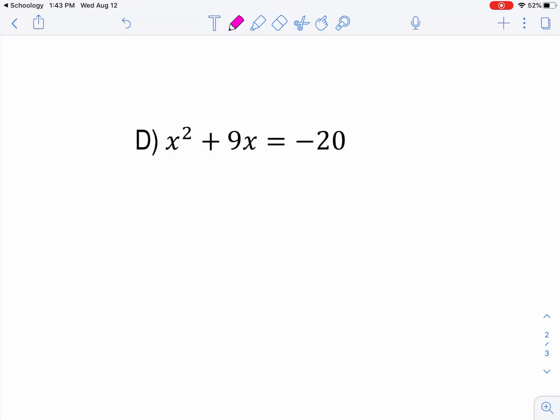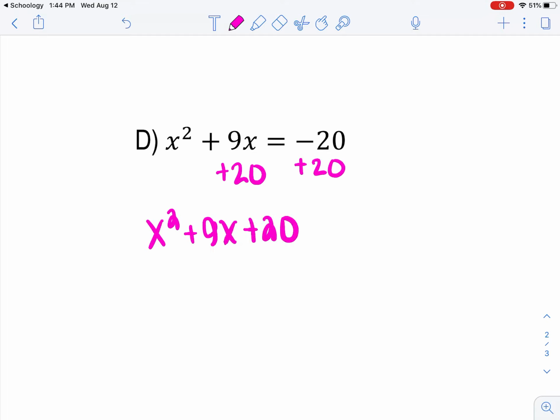All right, there's an x squared. Can I solve by square rooting? No, because there's an x also. So if you cannot solve by square rooting, you want to try to solve by factoring. In order to solve by factoring, it has to be equal to 0. This is not equal to 0 right now, so I'm going to get it to equal to 0 by adding 20 to both sides. X squared plus 9x plus 20 is equal to 0.